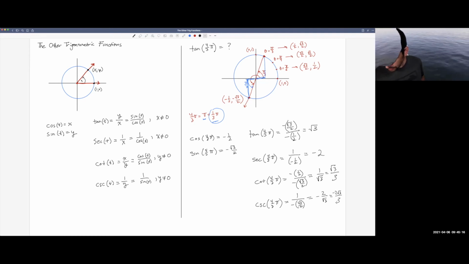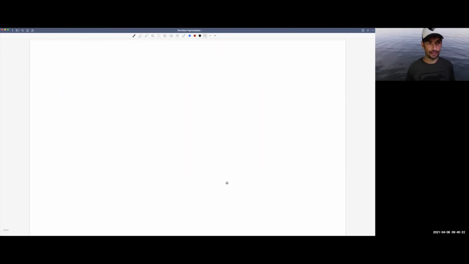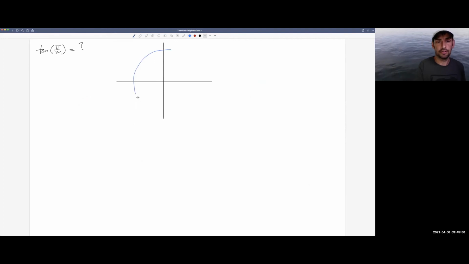All right. So let's go to a new page. Let's look at something else here. Let's take a look at the tangent of pi/2. Okay. So again, I'll draw myself a nice unit circle. Let's make this one kind of big. We're going to do some drawings on this. Here's my circle. All right, that looks fairly well.